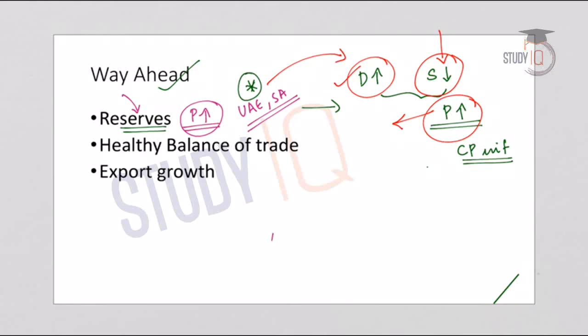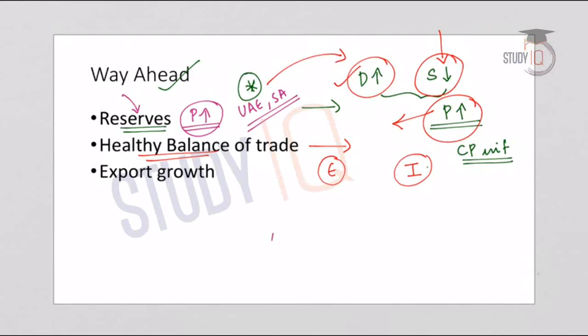Now secondly, the government and the policy makers should try to maintain a healthy balance of trade. Balance of trade does not have just one component, that is, import of oil and fuels. Balance of trade is usually dependent on exports as well as imports. So it is not just imports that are counted in the balance of trade; exports are also counted.